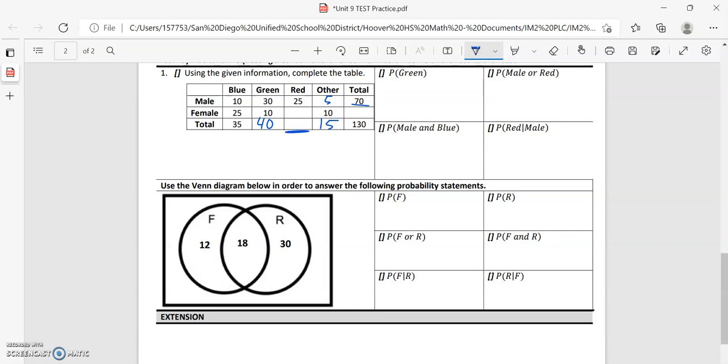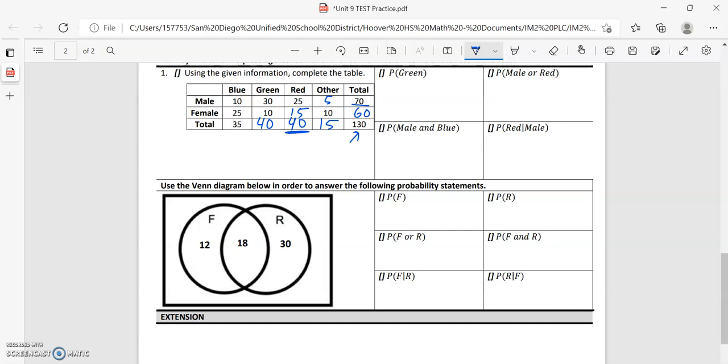We can figure out what this one is by doing some subtraction. So 130 minus 35 minus 40 minus 15 will give us 40. And then to get our female right here, it's going to be 15. And finally, we'll add up all the females, and that adds to 60.